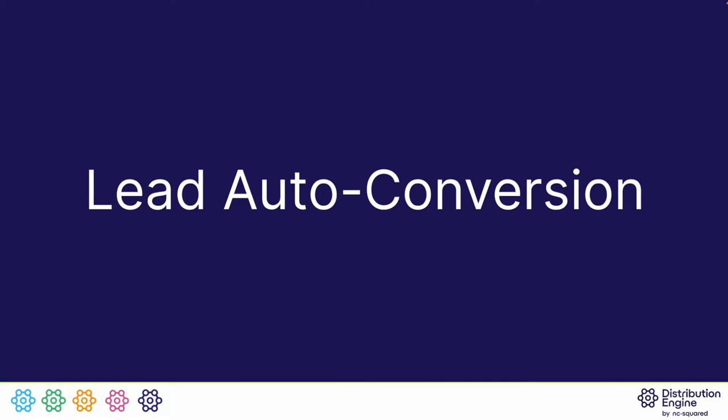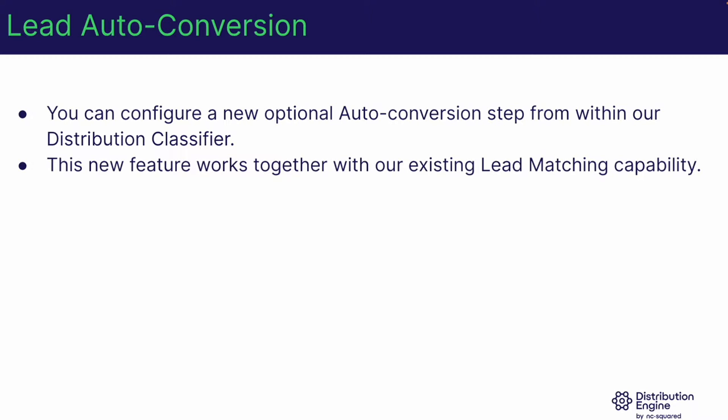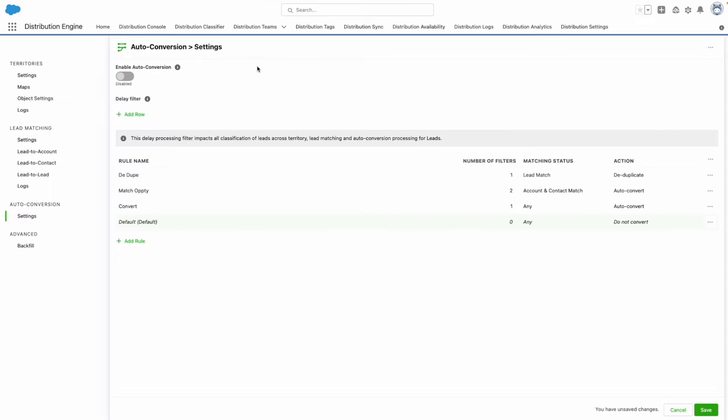Organizations can spend a lot of time managing duplicate lead records or manually converting leads into accounts, contacts, or opportunities. We have introduced lead auto-conversion to automate these processes and allow your team to save time and focus on more important tasks instead. You can now configure a new optional auto-conversion step from within our distribution classifier. This new feature works together with our existing lead matching capability.